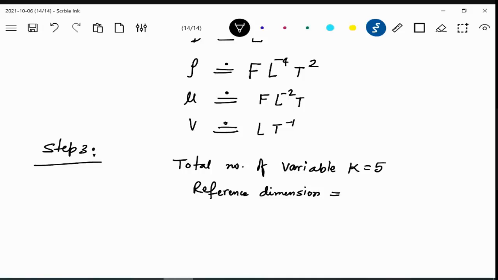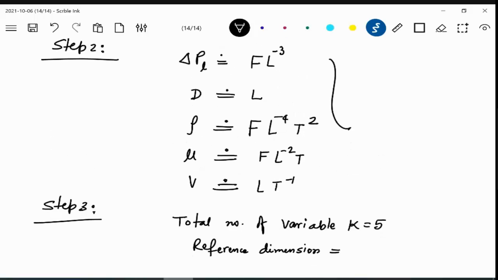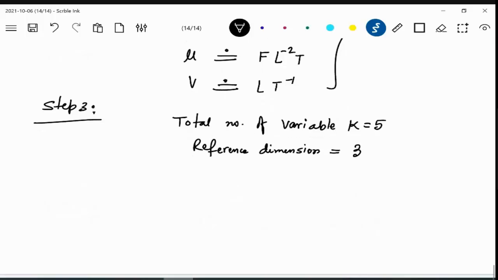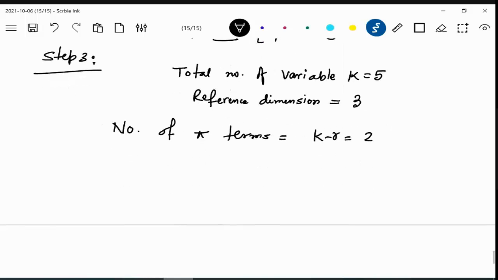3. Good, because you see we have used F, we have used L, we have used T also in this expression. So we have 3 reference dimensions. So how many pi terms are needed? Anyone? 2. Good. So the number of pi terms is equal to k minus r, that is 2. K is 5 and r is 3. So this completes my third step.